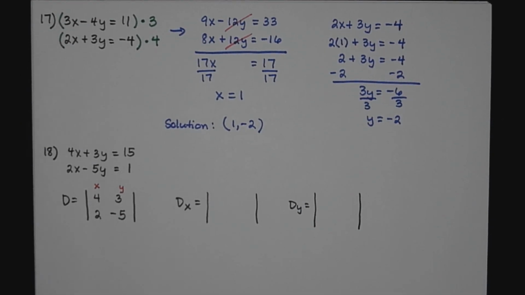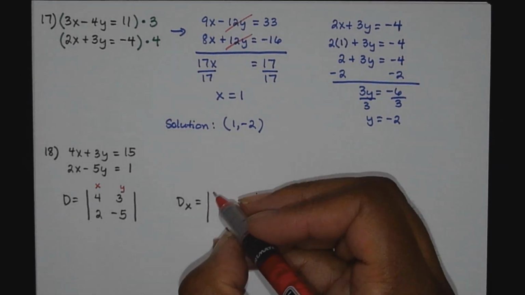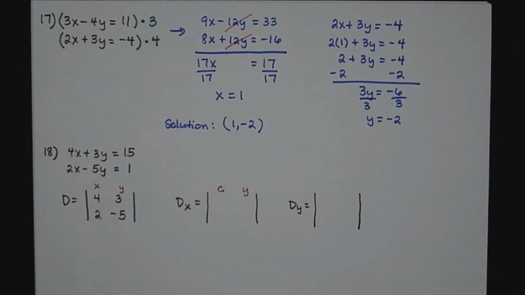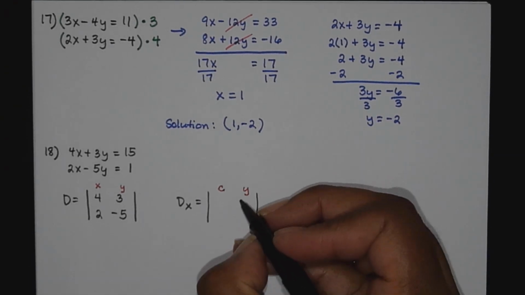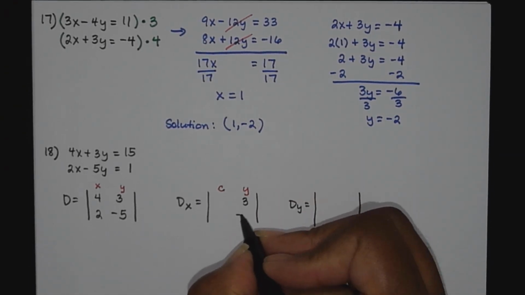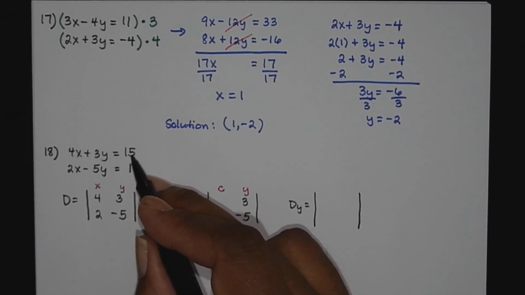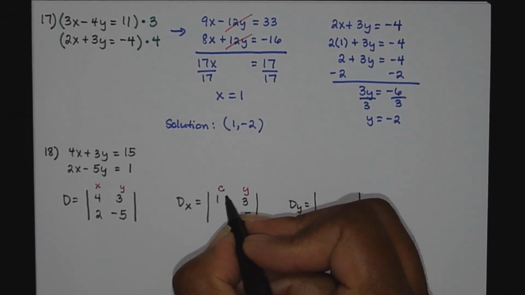And now for the d sub x. Instead of the x being in the first column, your constants will be in that column, and then your y coefficients will be in the second column. So I still know my y coefficients are 3, negative 5. My constants are now going to be in the first column, 15 and 1.